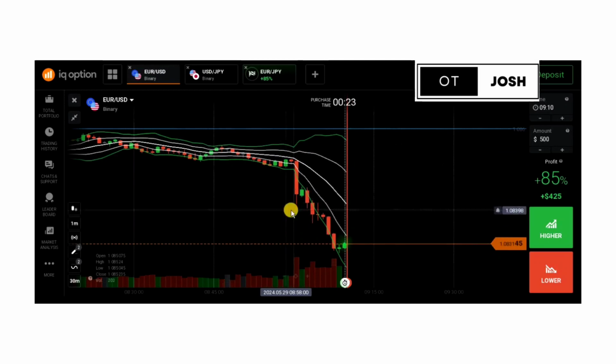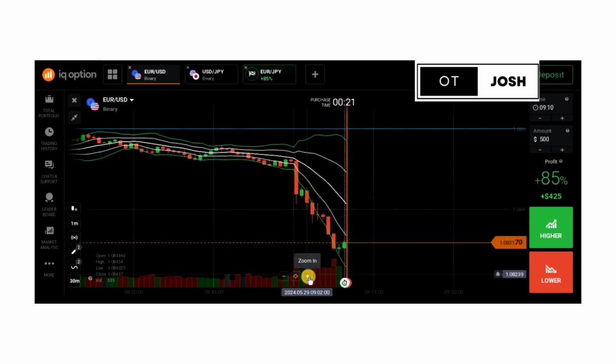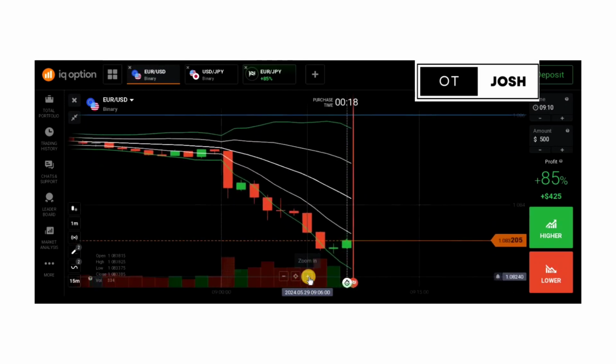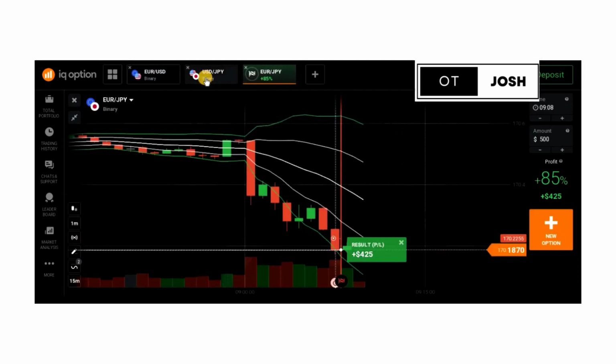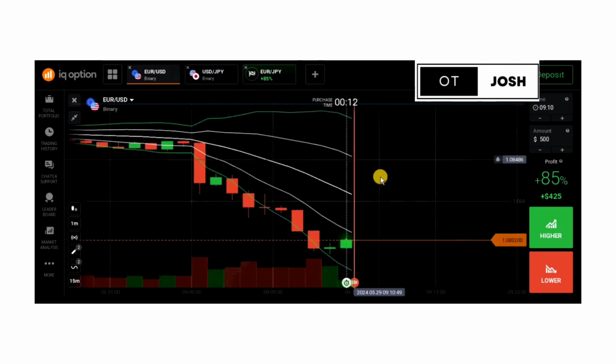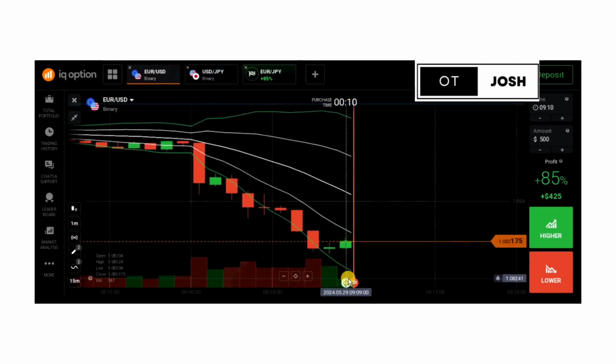So let's go to another pair, or we can use the same pair, whichever. The news affected this pair too. As you can see, the market is coming down. So let me see if there is a trading opportunity here. I don't like switching currency pairs when I trade. I just like to focus on one currency pair. But in this case, let's see if we can get something out of this.